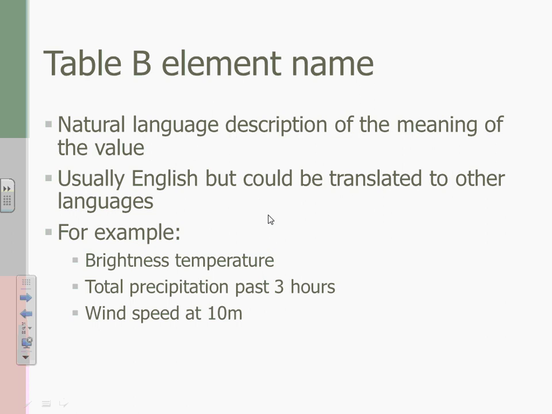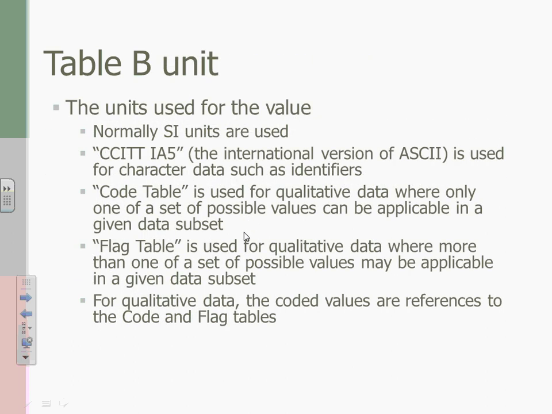The table B element name is a natural language description of the meaning of the value, usually English, but could be translated to other languages as well. Examples are brightness temperature, total precipitation past 3 hours, or wind speed at 10 meters. So it's a very intuitive thing. Table B also has a unit, of course, which says in which unit this physical quantity is represented. Of course, we need that.